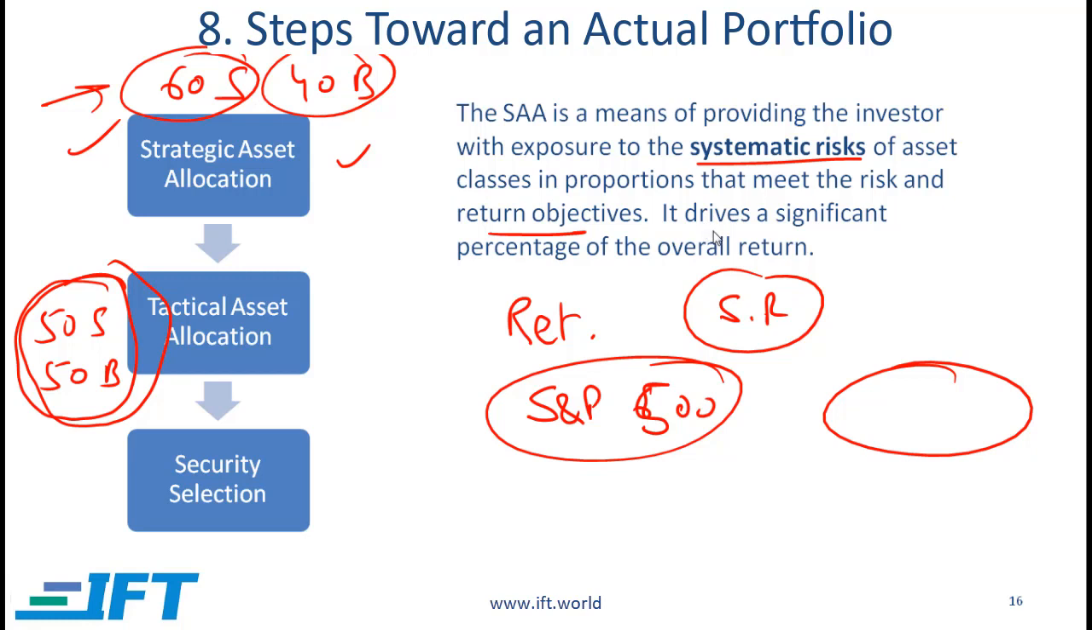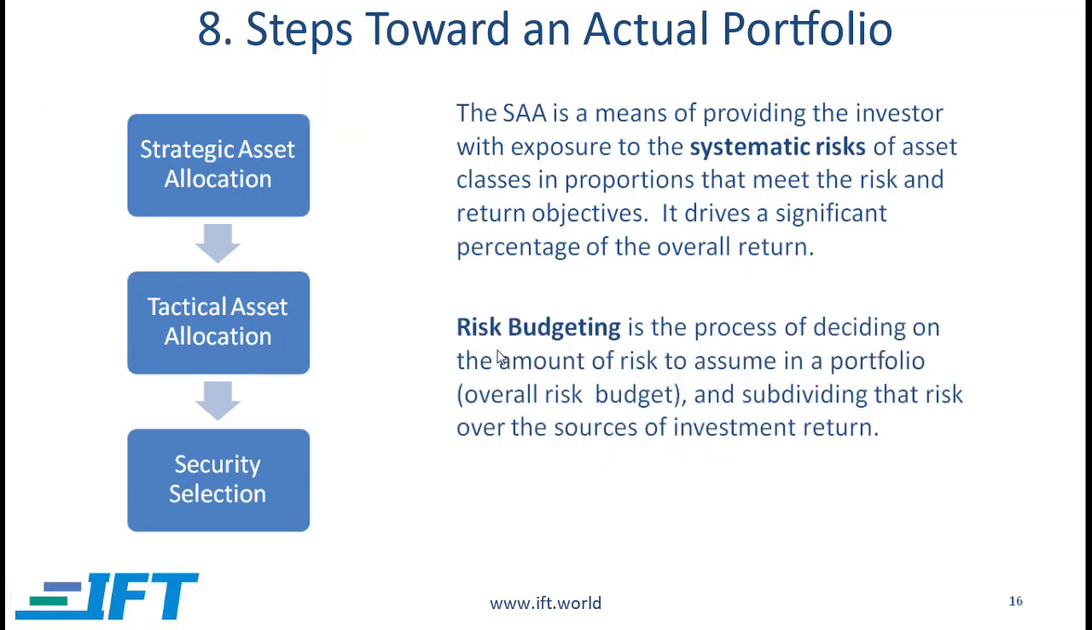Based on several academic studies, we know that a significant percentage of overall returns can be explained based on the strategic asset allocation. What that means is that to a large extent, the return that we get is based on this allocation, the strategic asset allocation, as opposed to security selection or temporarily changing our asset allocation.